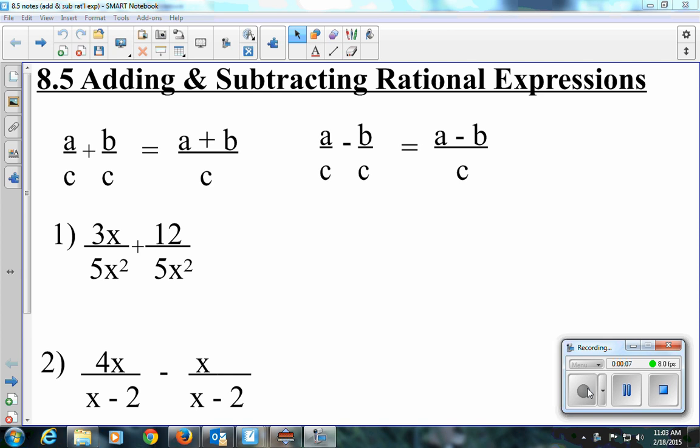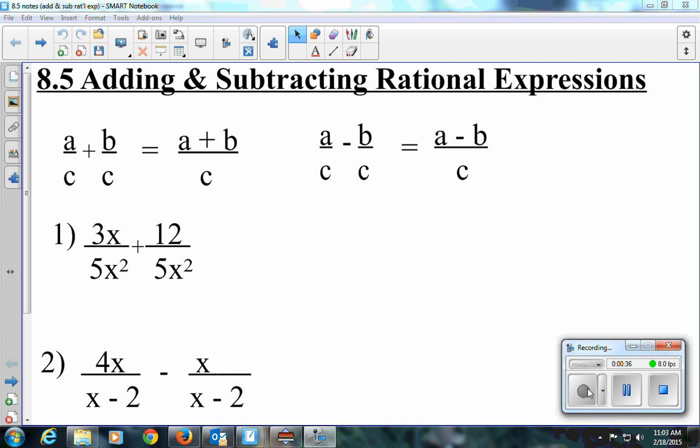So we're going to move into 8.5, which is adding and subtracting rational expressions. Remember, rational expressions are just expressions that are fractions, and these happen to have variables in both the top and the bottom, polynomials in the top and bottom. So we're going to follow the same rules of fractions that you always have.